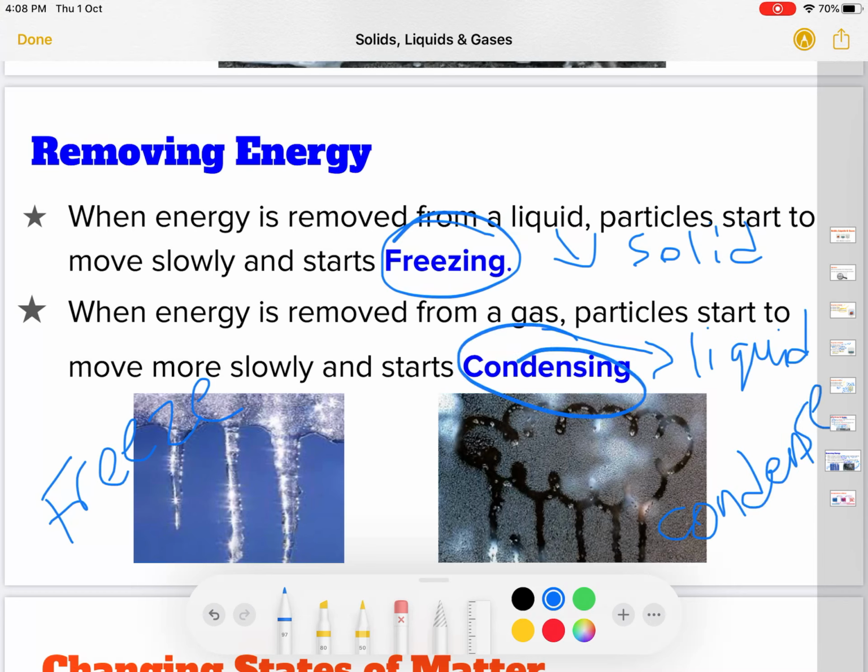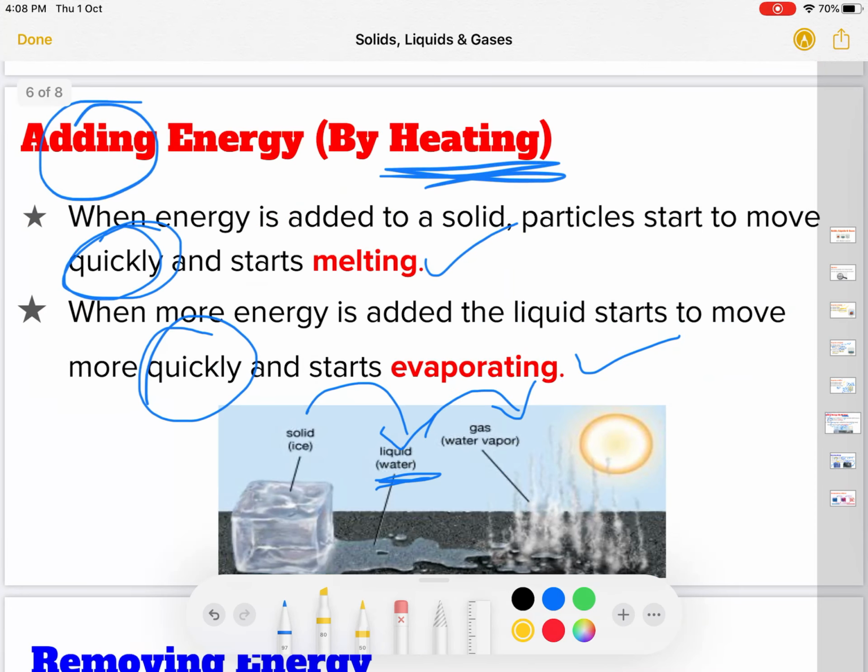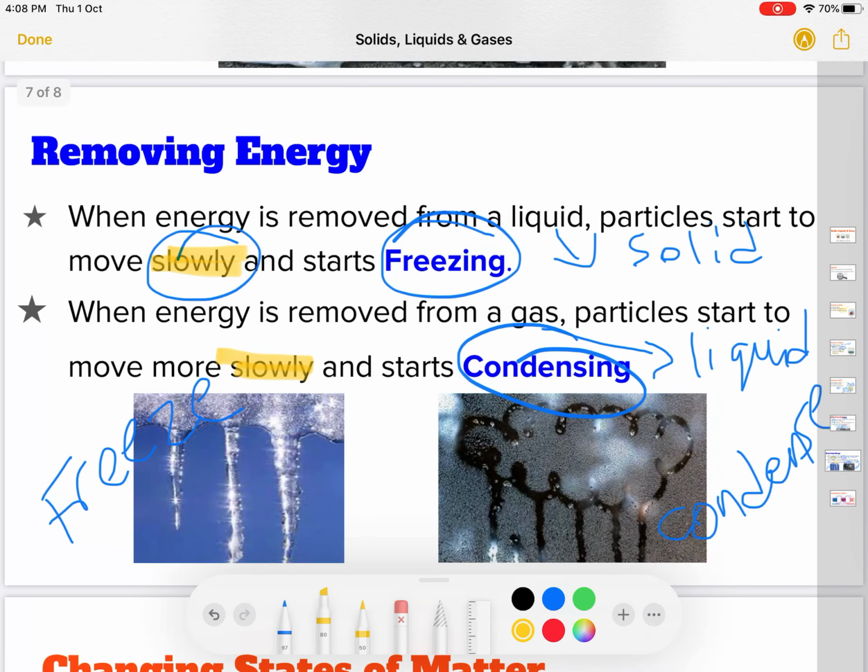So here what I am doing, I am removing energy. When I remove energy, how will it freeze or condense? Particles move more and more slowly. Let me highlight it in yellow. Slowly and more slowly. Okay, so it is exactly the opposite of adding energy. When I add energy, particles move quicker. But when I remove energy, particles move slower. And you have to know this. And we're going to actually have a virtual lab on it, so it sticks in your minds.